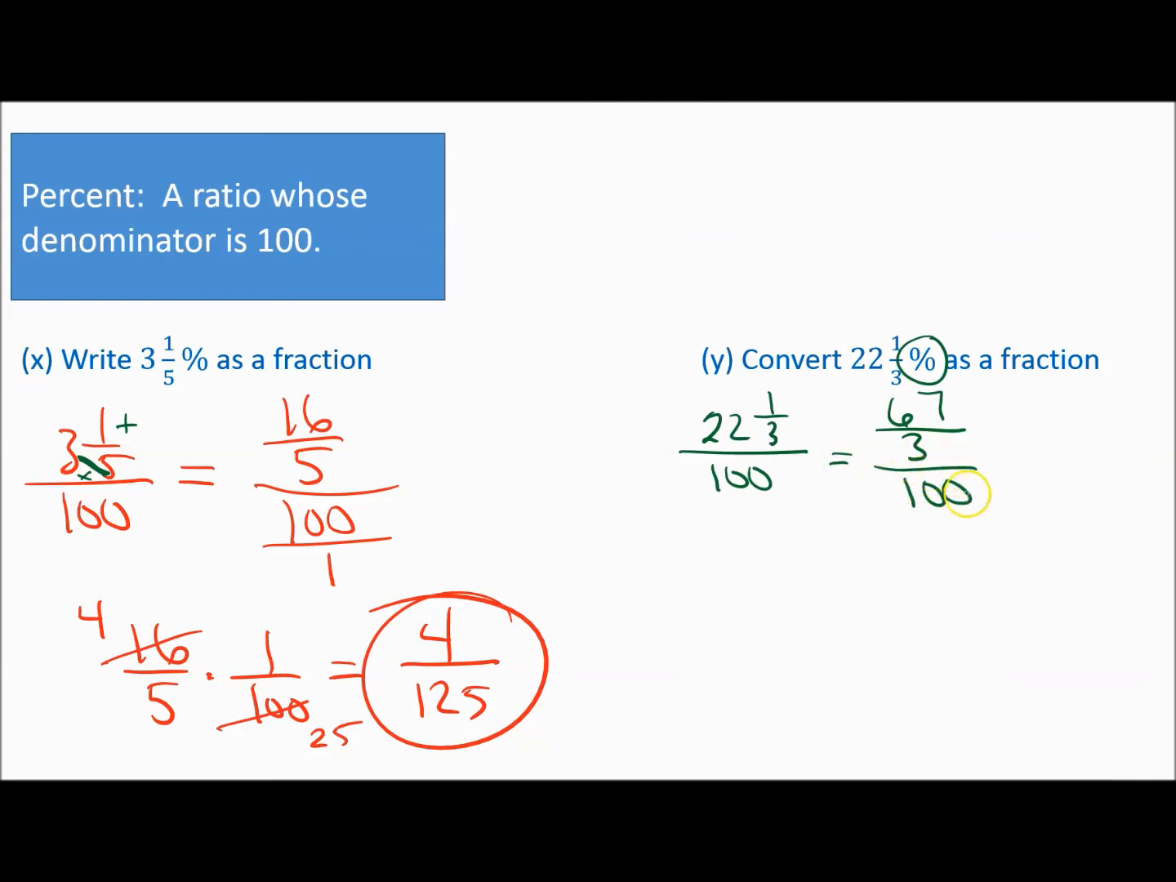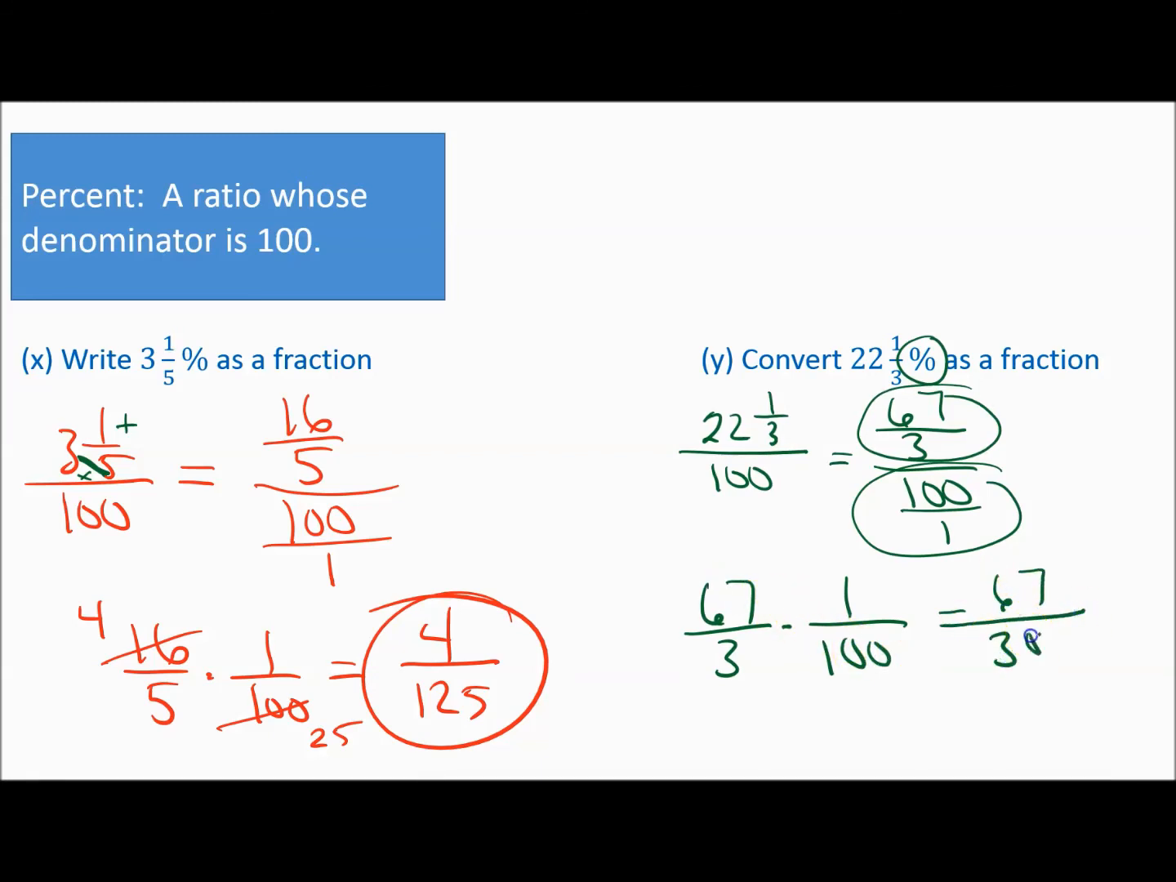Now, I'm dividing by 100, so I'm going to put 100 over 1. So I've got this fraction divided by this fraction. We know how to do that because we spent a lot of time dividing fractions. 67 thirds times, you multiply by the reciprocal, that's 1 over 100. 67 and 100 do not have any common factors, so 67 over 300 is the final answer. That will not reduce at all. So 22 1/3% is the same as saying 67 parts out of 300 total parts.